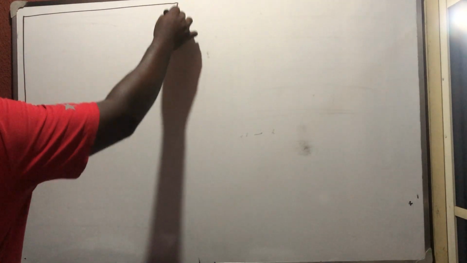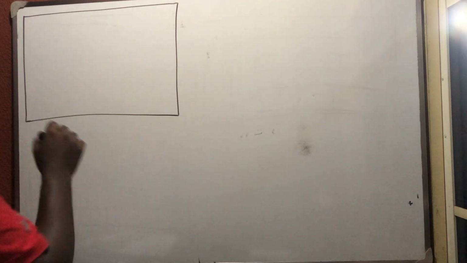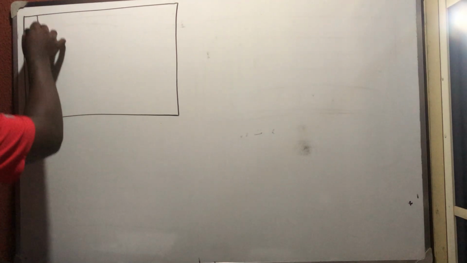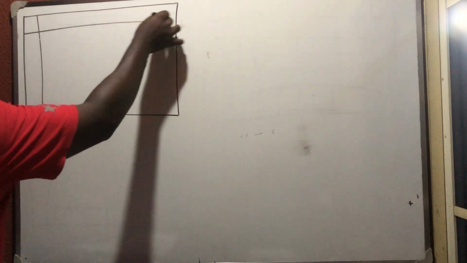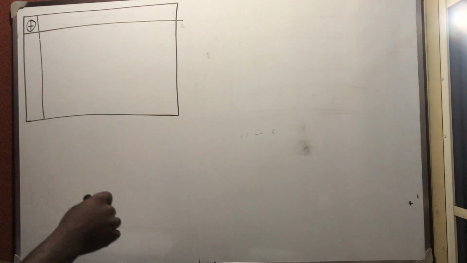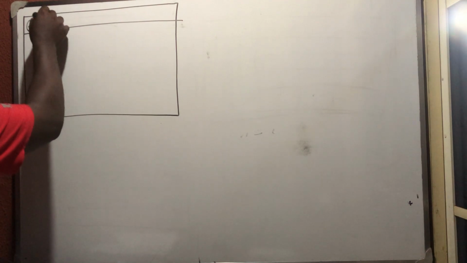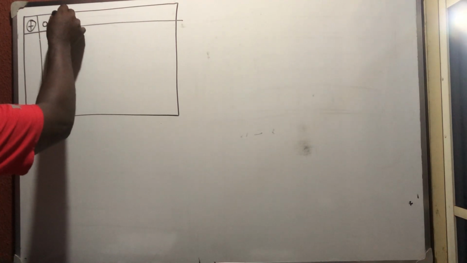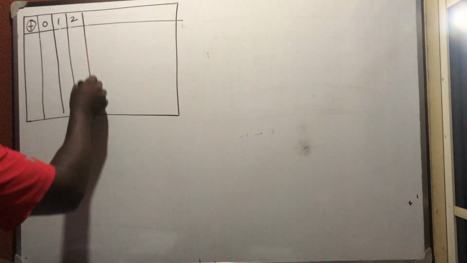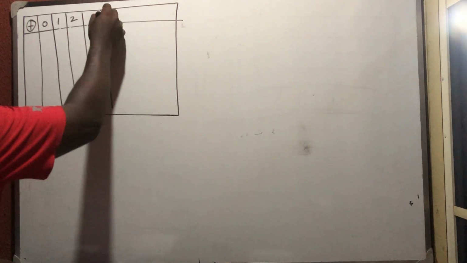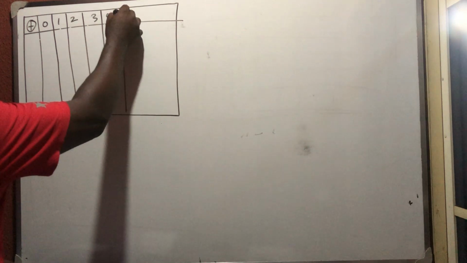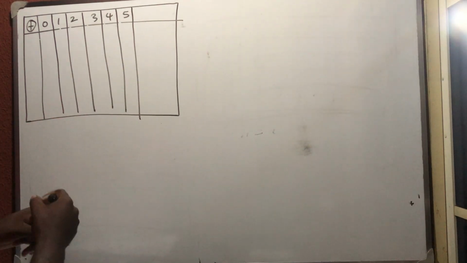Okay, they gave us a table like this. Say plus, with 0 to 5 across: 0, 1, 2, 3, 4, 5.